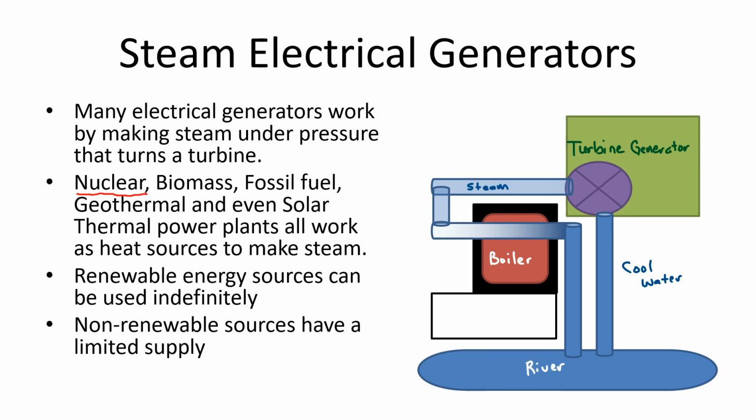So if you use nuclear power, you have a nuclear reaction here. The nuclear reaction will produce a lot of heat, and that heat will boil water. You'll take some cool water from a nearby source, and then it goes through the boiler and it becomes steam. The steam is under a lot of pressure. After you have this pressurized steam, you can get it to turn your turbine and generate electricity. Out comes the electricity. And then you release the water, and it cools down back in the river.